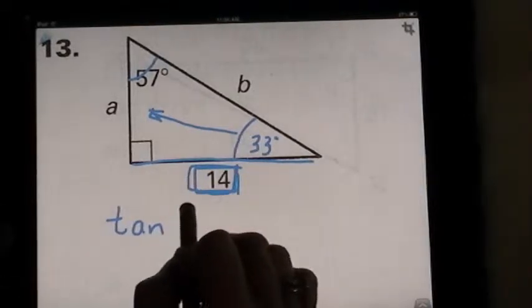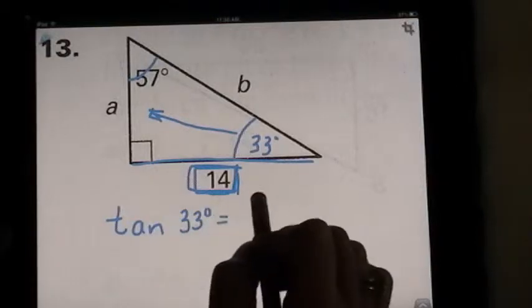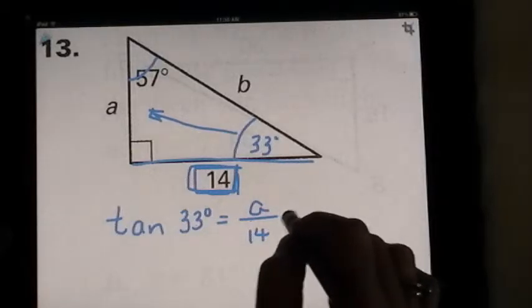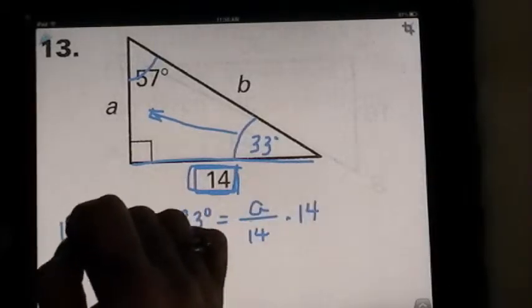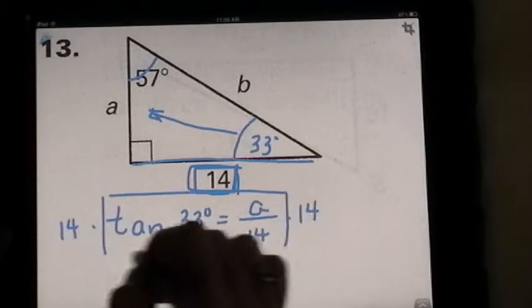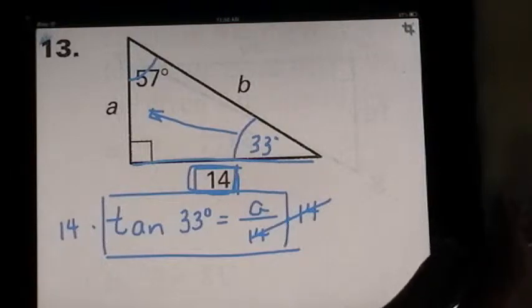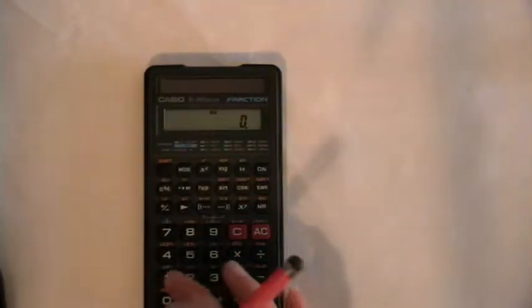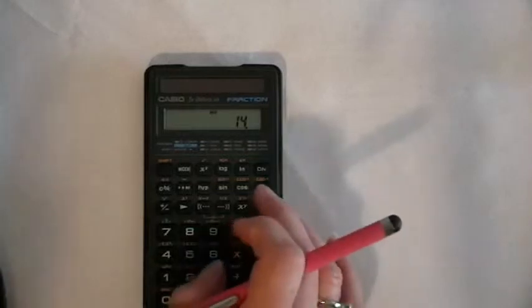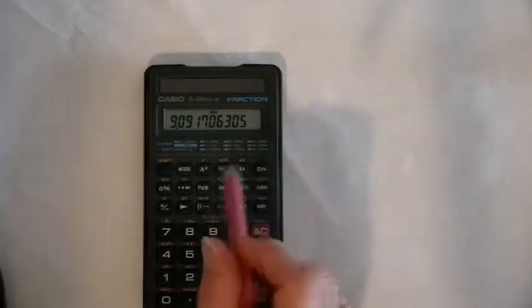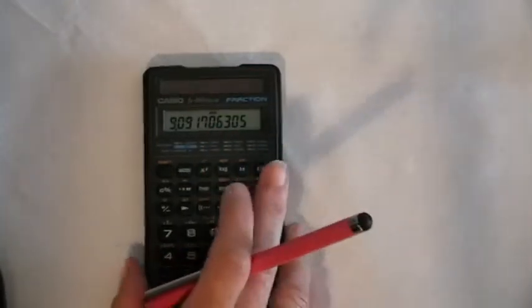So we have tangent of 33 degrees equals a over 14. I'm going to multiply both sides by 14. I'm going to repeat this equation. I have to see it. If the rest of it you just do on your calculator, I'm okay with that. Okay, and I'm just going to use one calculator. I'm going to use the one that fits in the space we have here. So this is 14 times 33 tangent equals 9.09, but we're to round to the nearest tenth, so that makes that 9.1.